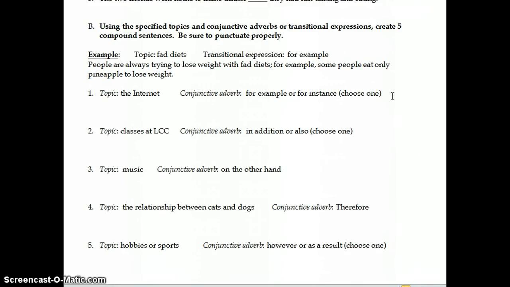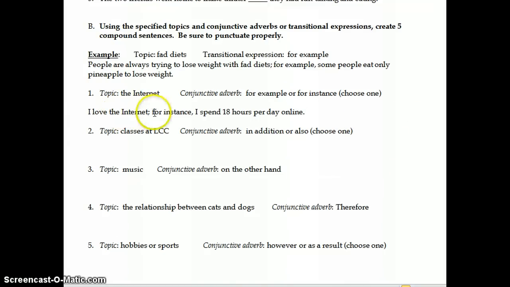So here we're asked to write a compound sentence about the internet using for example or for instance. So I'm going to write a compound sentence. I love the internet. Semicolon, we don't want to forget the semicolon, then put in our conjunctive adverb, for instance, comma, after the conjunctive adverb. I spend 18 hours per day online. No, that's an exaggeration. I don't really spend 18 hours per day online, but it sounds kind of funny.